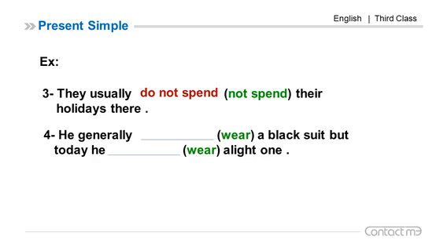He generally wears. Today, an adverb of time used in present continuous: is, are plus ing. He is wearing a light one. The answer: he generally wears a black suit, but today he is wearing a light one. Present simple, wears. Present continuous, is wearing.